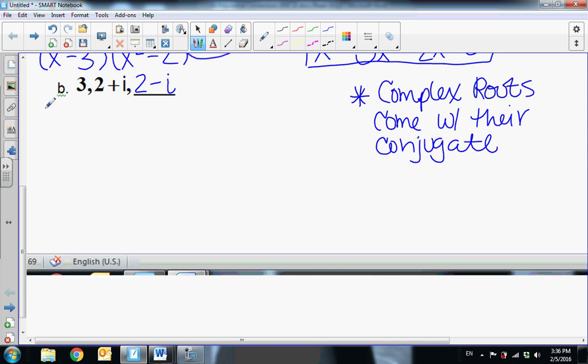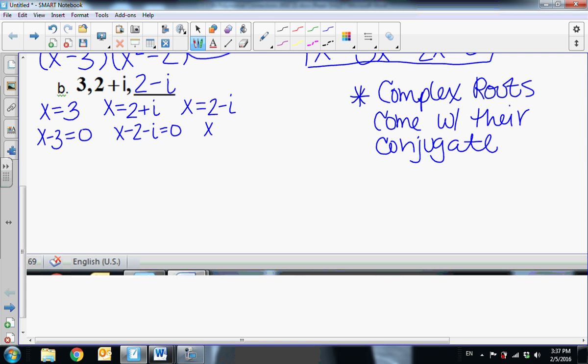All right, so same process. Going to write them as roots first. x equals 3, x equals 2 plus i, and x equals 2 minus i. Okay, what do we do now? Good, subtract so we can get them set equal to 0. So this would be x minus 3 equals 0, x minus 2 minus i equals 0, and x minus 2 plus i equals 0.